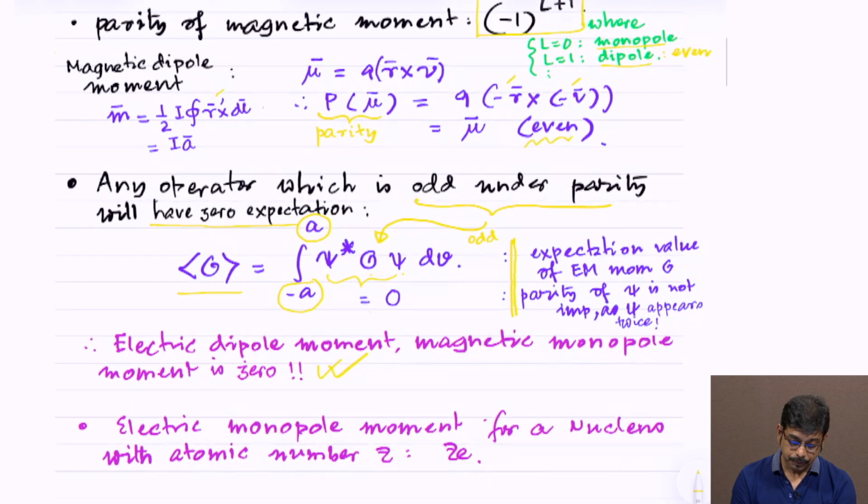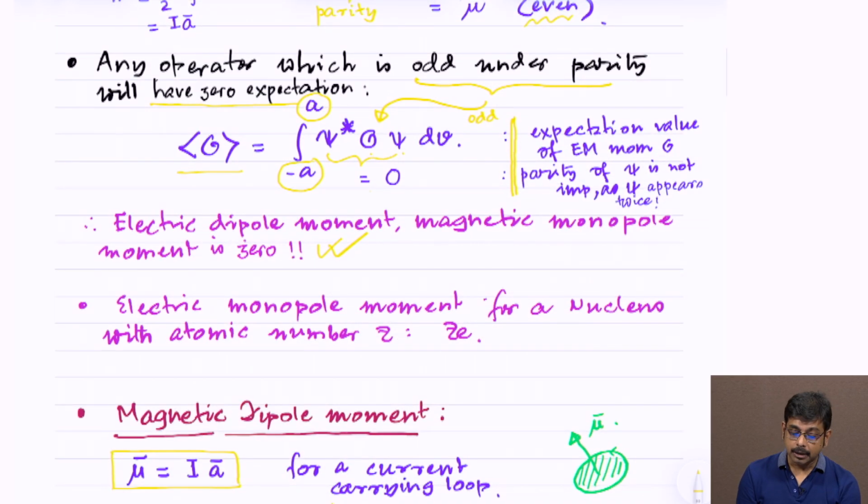So, this is interesting. On the other hand, the electric monopole moment, say for example for a nucleus with atomic number Z, what will that be? This will be the total charge content in it, which will be Z into e.